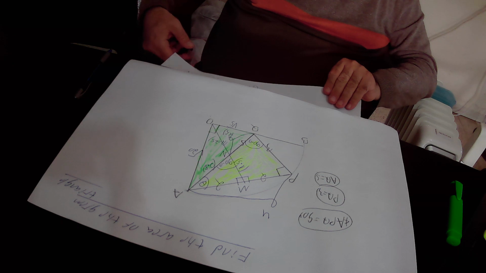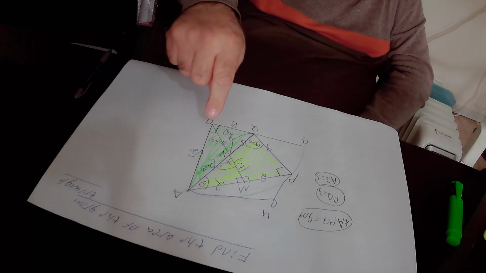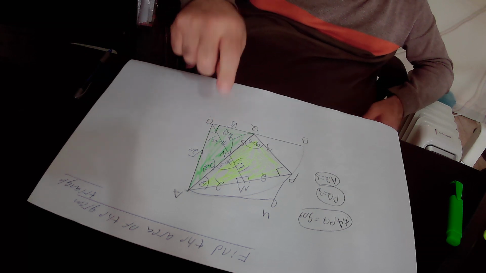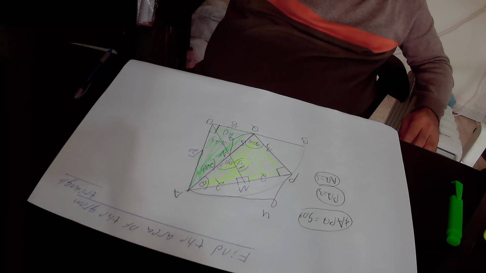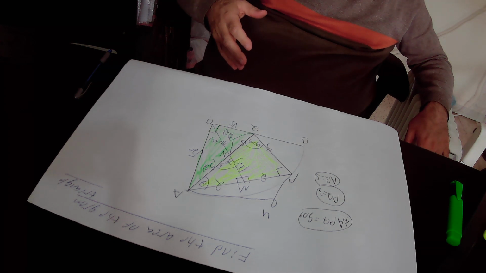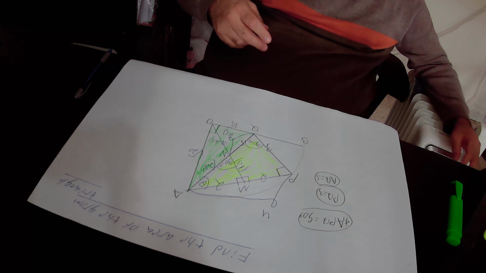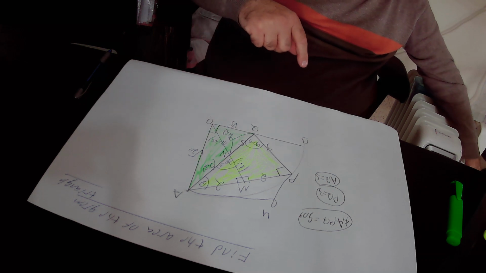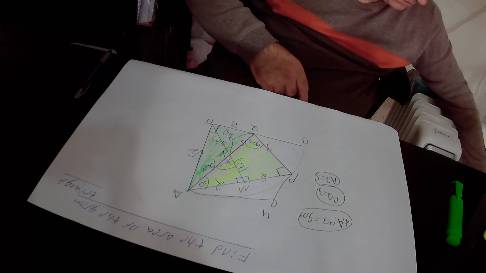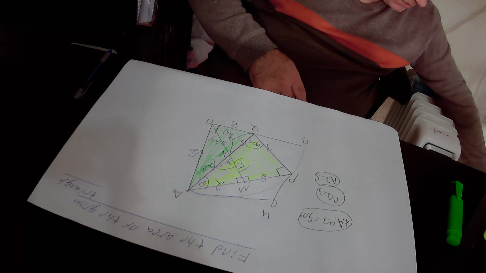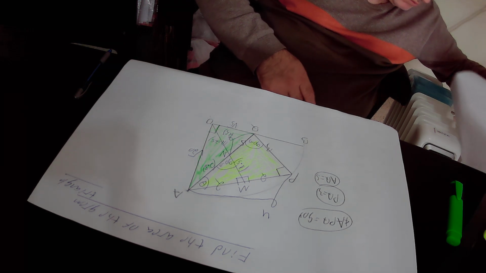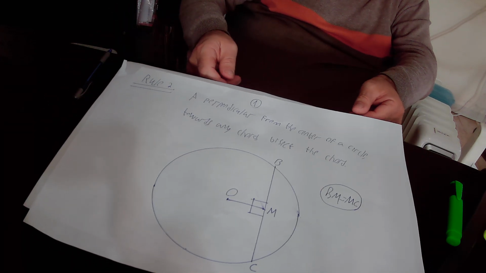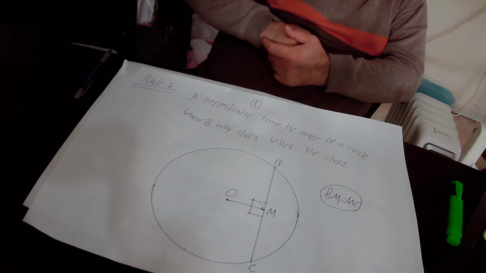Then here we have AOB, a quarter circle. If you complete the quarter circle to a circle, then point O will be the center of the circle. And we have rule number 2. It says that whenever you draw a perpendicular from the center of the circle towards any chord, it will bisect the chord. I repeat rule number 2. According to rule number 2, a perpendicular from the center of a circle towards any chord bisects the chord.